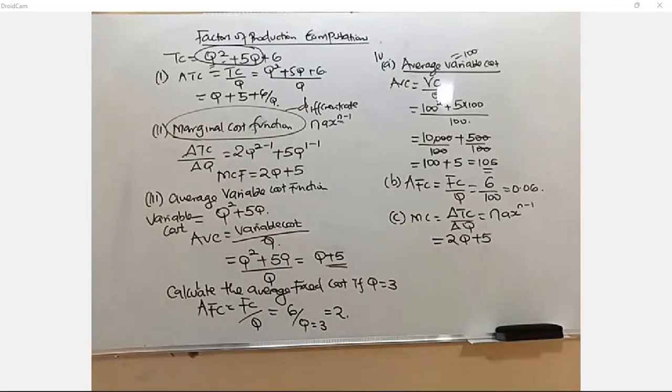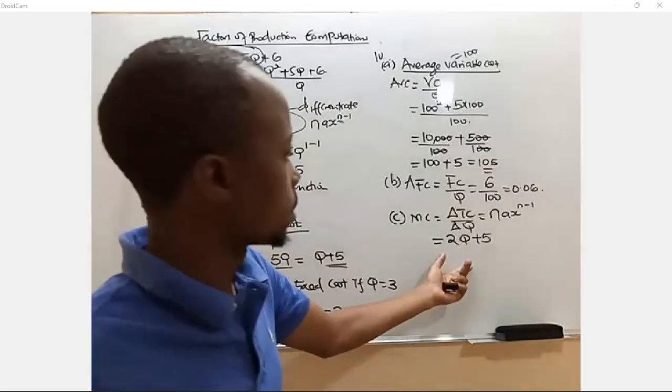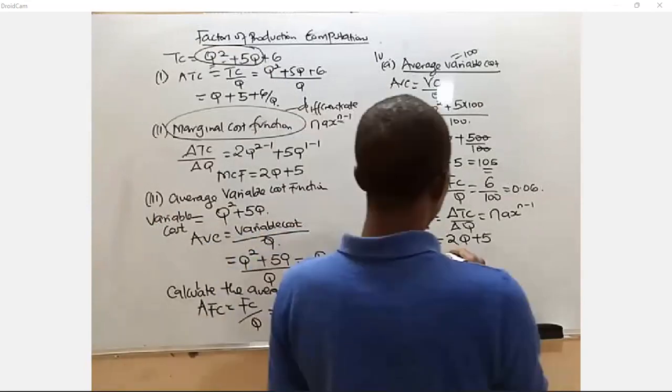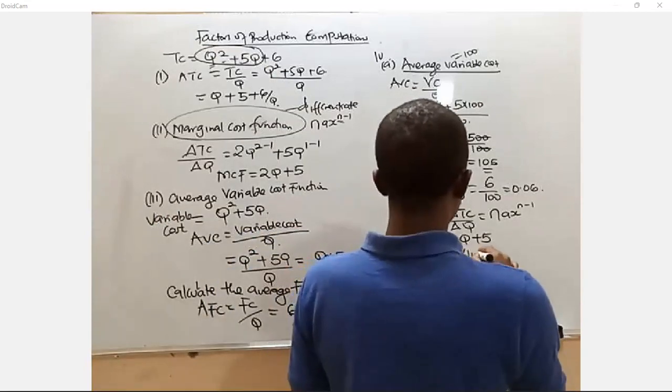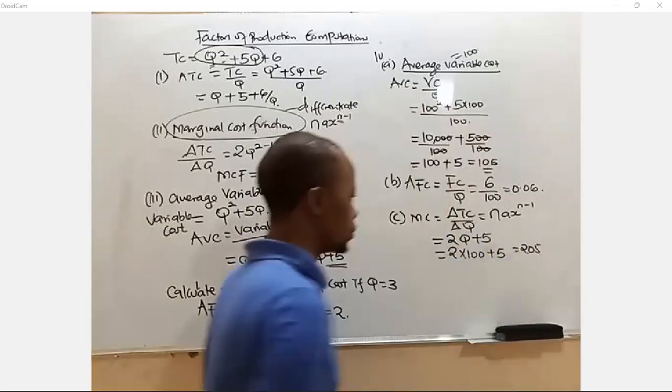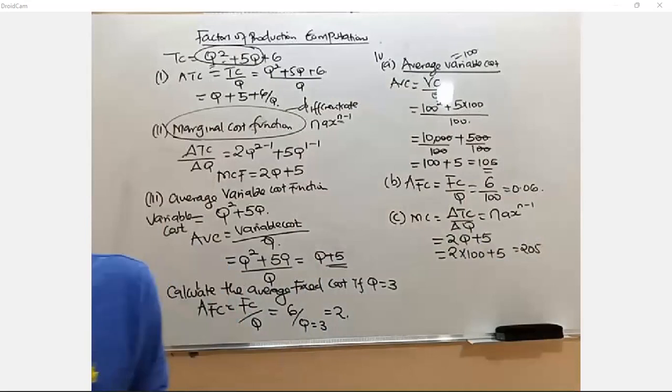Now, to find the marginal cost, we just need to set our Q to 100, and it will be 2 times 100 plus 5, which is equal to 205.